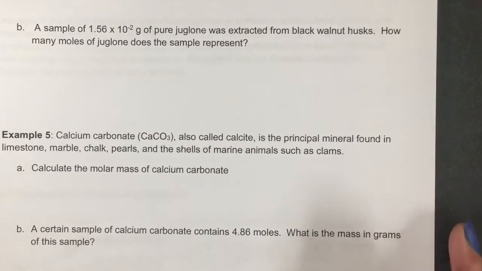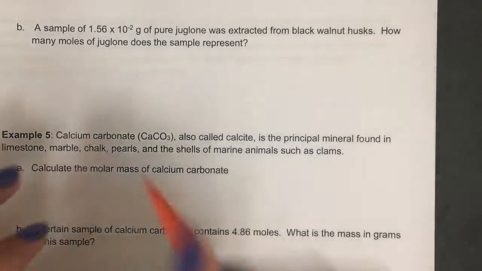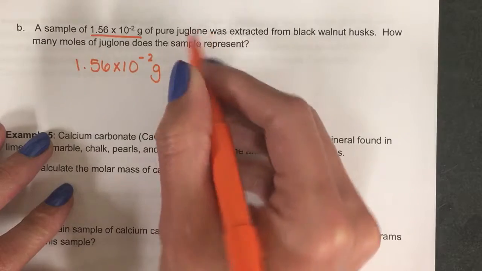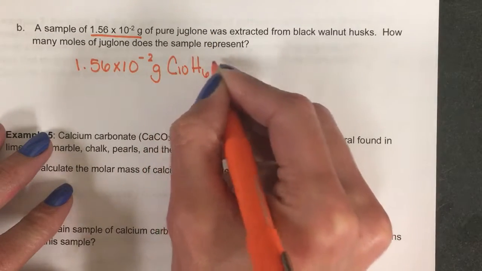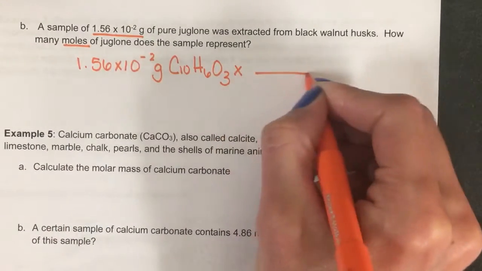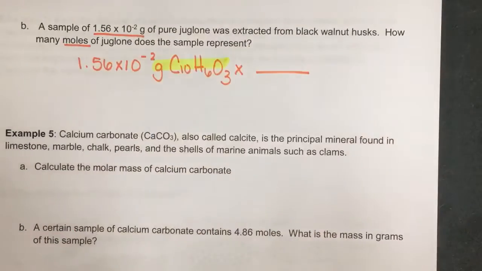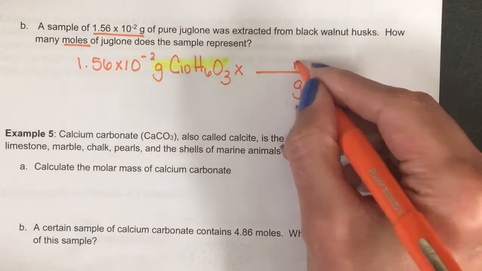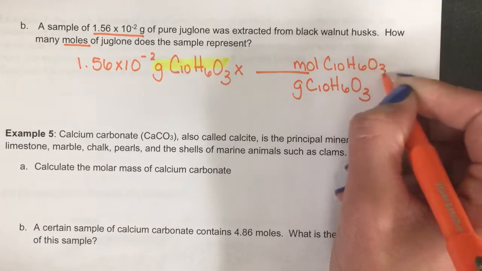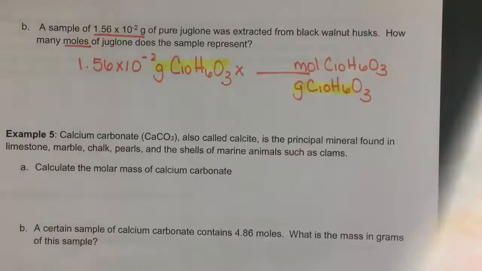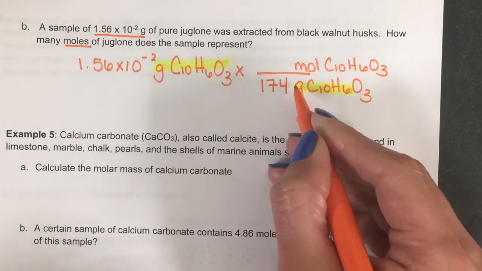So here's how we use this information. I'm told that I have 1.56 times 10 to the negative 2 grams of juglone, which we said was C10H6O3. I want to find out how many moles I have. Well, just like I did before, I need to make grams go away, so grams go on the bottom. I need to change to moles, so moles go on top. Now, just like before, grams we find on the periodic table, but for the compound, it's the entire thing. It's what we just calculated, 174 grams. And that is equal to 1 mole.